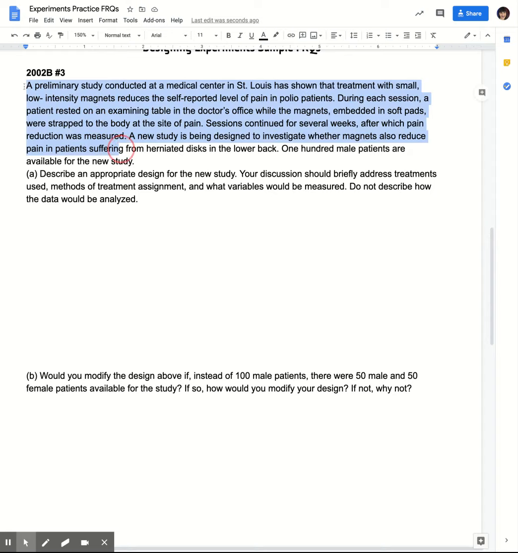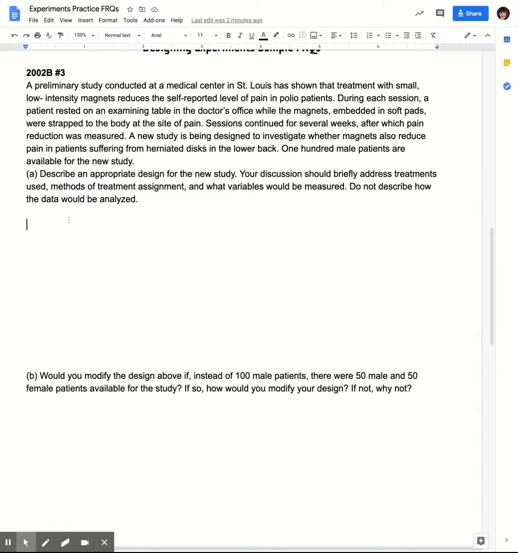Okay, so skimming this very long paragraph here, we're essentially talking about a treatment with magnets to reduce pain. And then they described the whole experiment that they did. And now they're saying they want to do a new study to see if the same idea, if the magnets can reduce pain for herniated discs. And then really the biggest key piece of information here is that you have 100 male patients that are available for a new study.